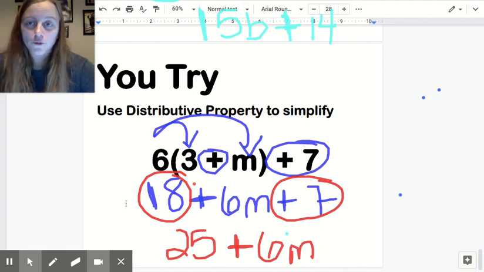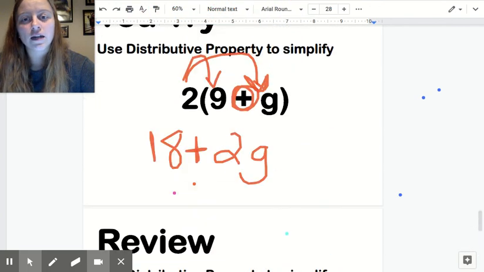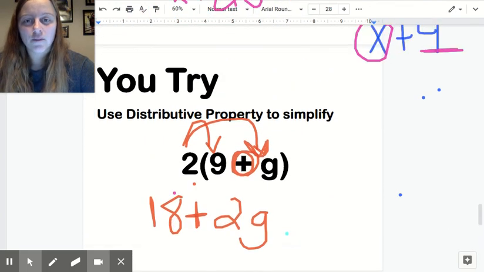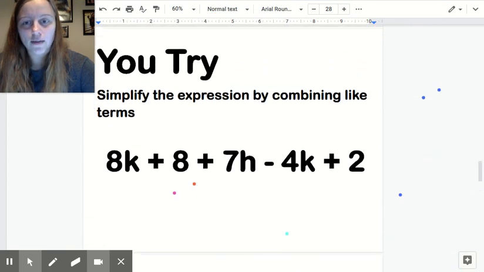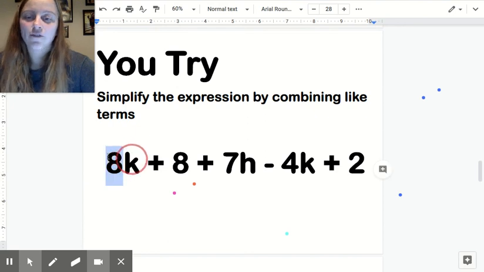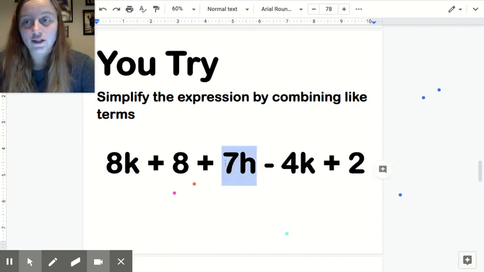So that was a quick review on distributive property and combining like terms. Remember that you can only combine letters. I'm going up to our example up here. You can only combine letters that have the same variable, that have the same letters, like terms only. So I can't combine this 8k with this 7h because they don't have like terms.